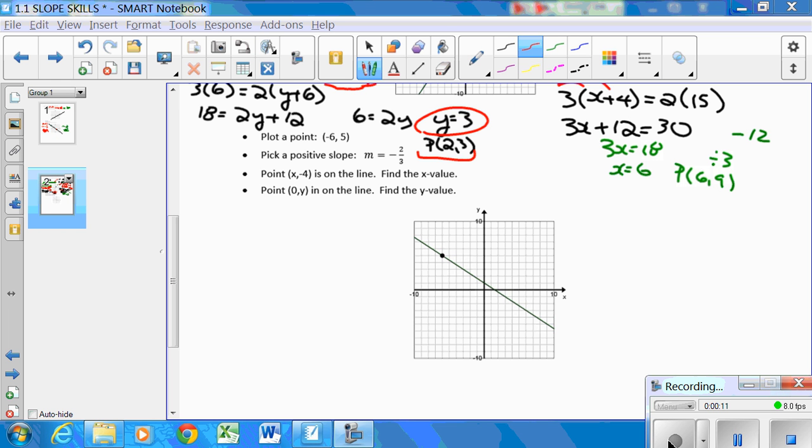Okay, here we go. 4 steps to go through. Step number 1. Because we're talking about slope, I need us to write down the slope formula: y2 minus y1 over x2 minus x1.